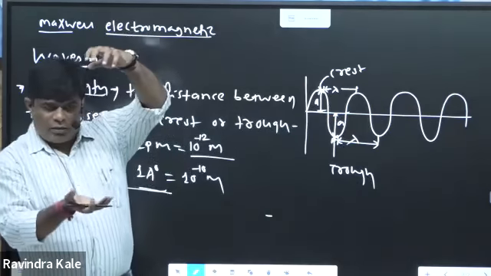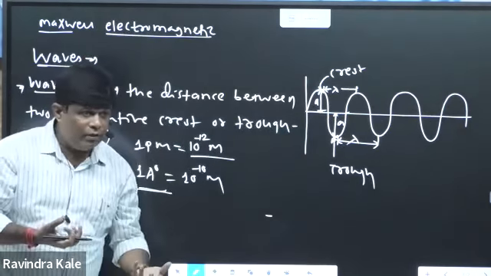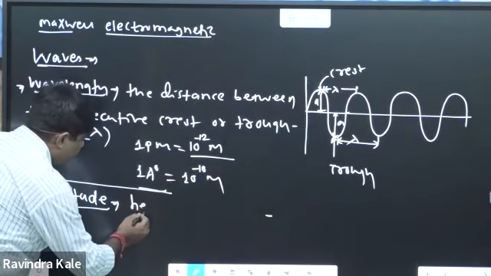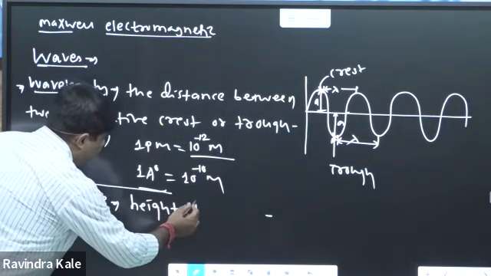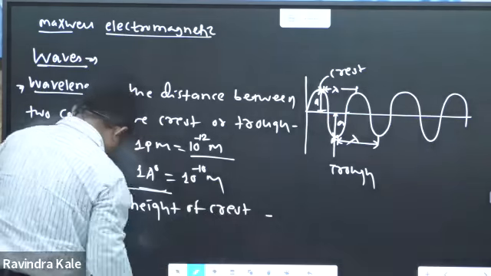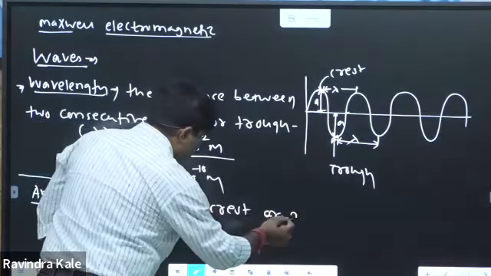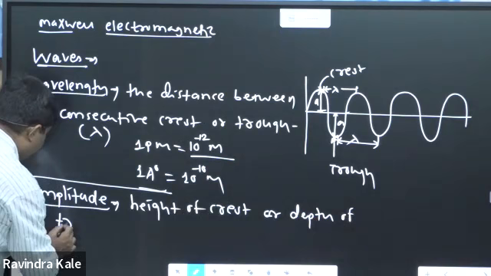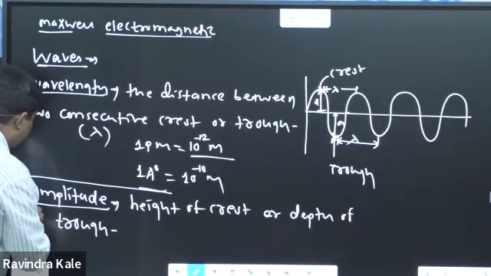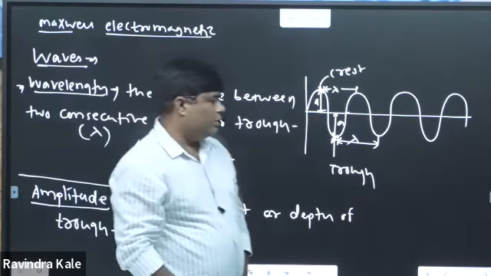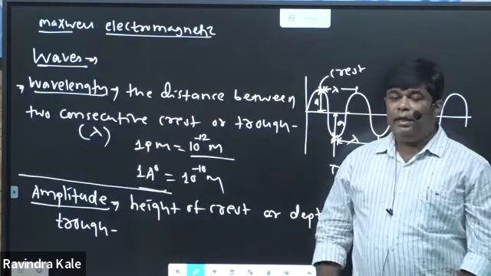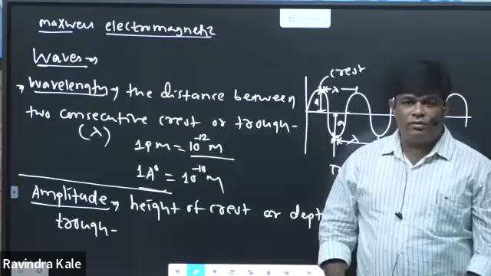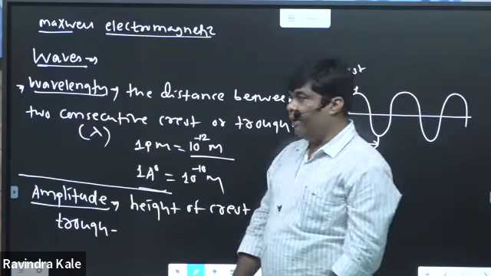म्हणजे क्रिस्टची हाईट कळतंय का? Height of crest or depth of trough is called the amplitude. So what is the amplitude? Height of crest or depth of trough. Height of crest and depth of trough is called the amplitude. Is it clear? What is the meaning of amplitude? सांगता येईल? Height of crest or depth of trough is called the amplitude.